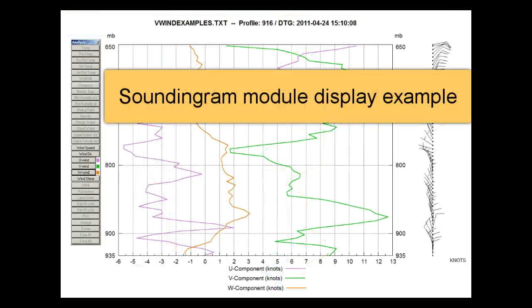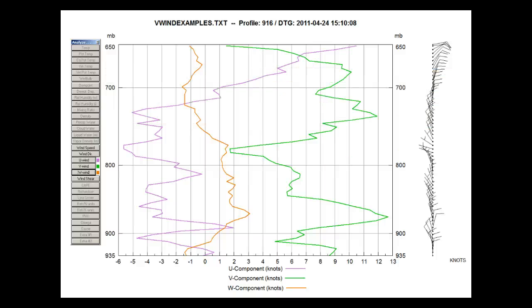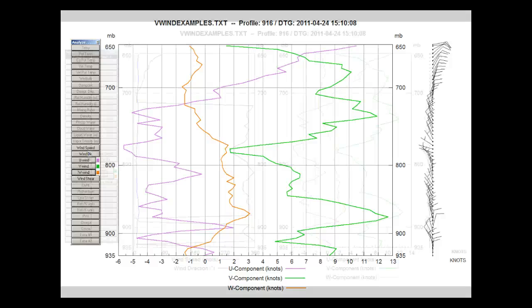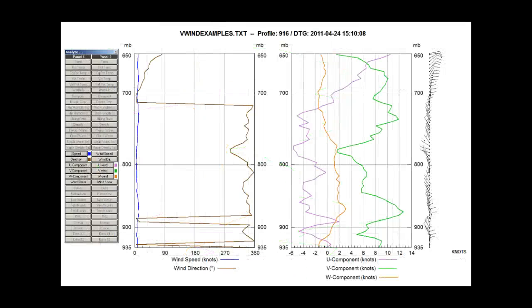Now we'll take a look at how the Soundigram module can display wind profiler data. First, we see a single panel soundigram with the three wind components U, V, and W plotted with three different colors. Next, we see a two-panel soundigram where the left panel shows wind speed in blue and wind direction in brown.